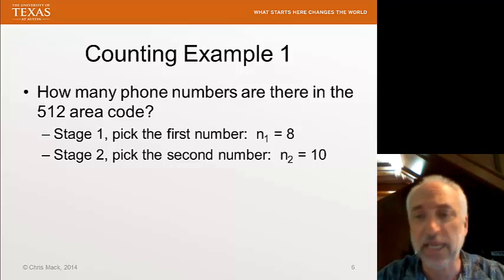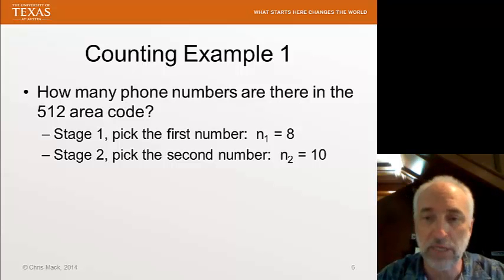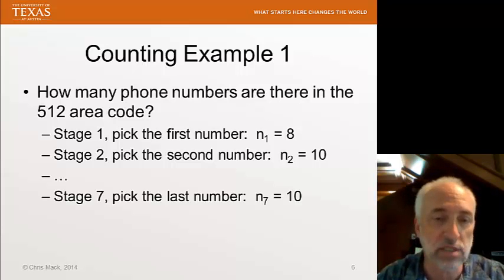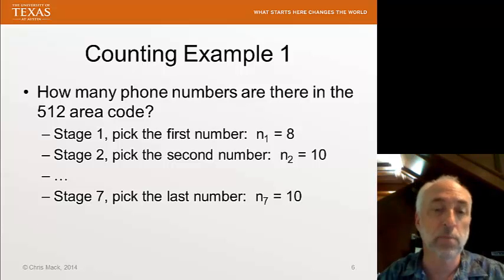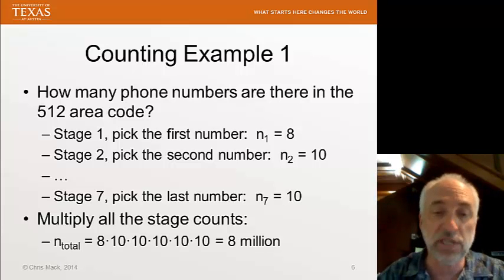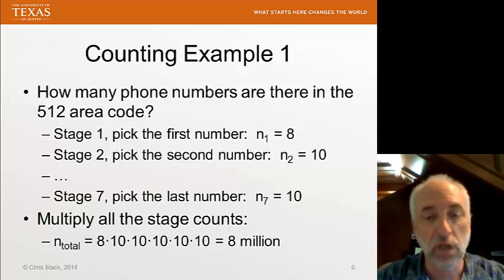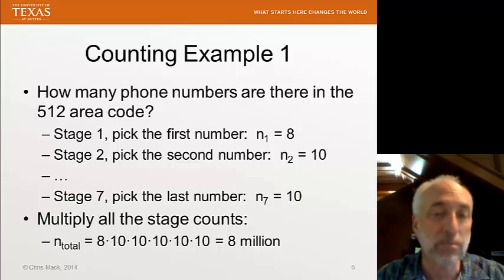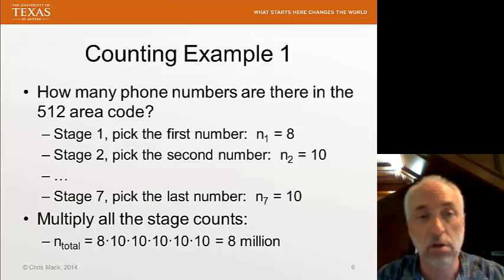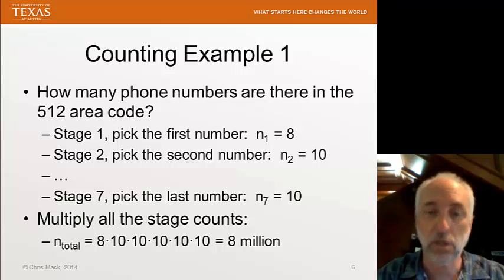Now we pick the second number. There are 10 options available for the second number. N2 equals 10. We continue this process on. The last stage, picking the last number, there are again 10 digits available to pick. When I multiply all the stage counts, I have a total of 8 times 10 times 10 times 10, etc., for 8 million phone numbers. That's how many phone numbers there are in a particular area code.